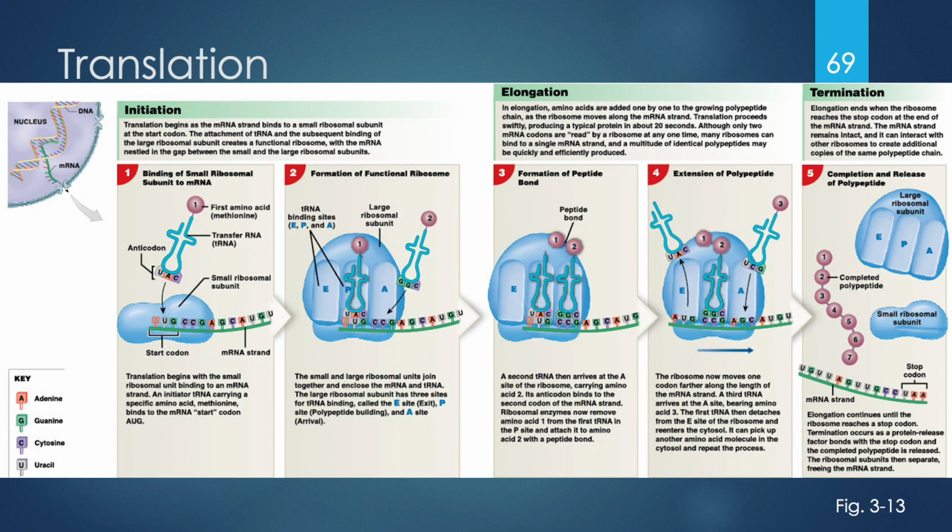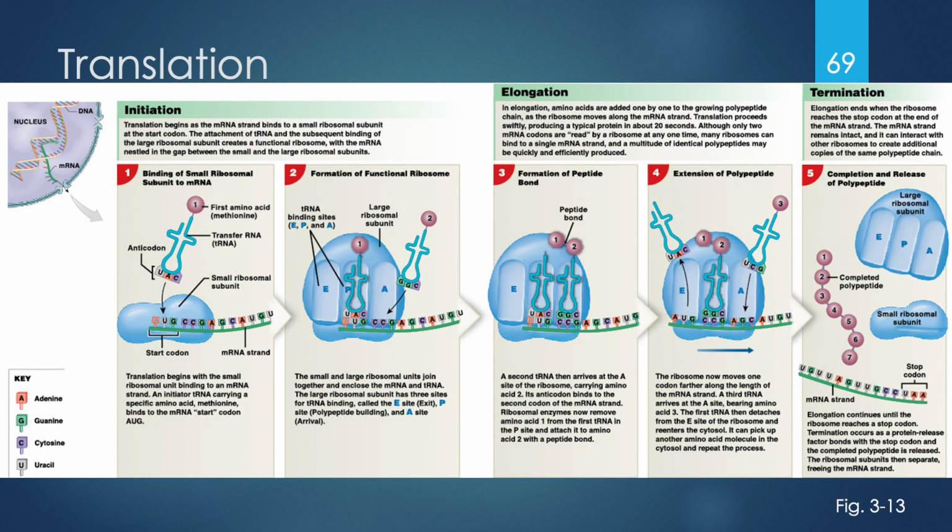So let's start with image 1 here in figure 3-13. This is the binding of a small ribosomal subunit to messenger RNA. You can see the messenger RNA strand is coming in. It has a start codon, which indicates it's time to initiate translation. The messenger RNA comes in, and there's also an amino acid, in this case methionine, and it's coming in via transfer RNA bearing an anticodon which matches the start codon. So you can see here that A matches with U, and U matches with A, and C matches with G, right?